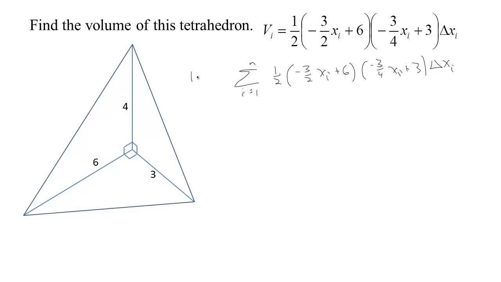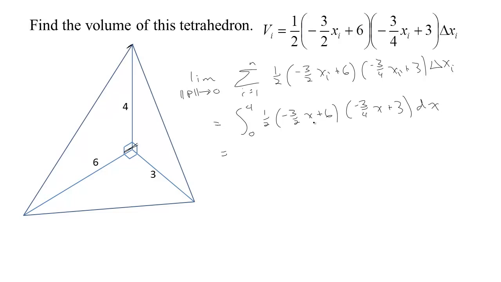And then to make our approximation perfect, we're going to take the limit as the norm of the partition tends to 0. Of course, that's the limit of Riemann sums, which is the definite integral. The interval we partitioned was from a height of 0 up to a height of 4, so we have the integral from 0 to 4. And then we have 1/2 of negative 3/2 x plus 6 times negative 3/4 x plus 3 dx.